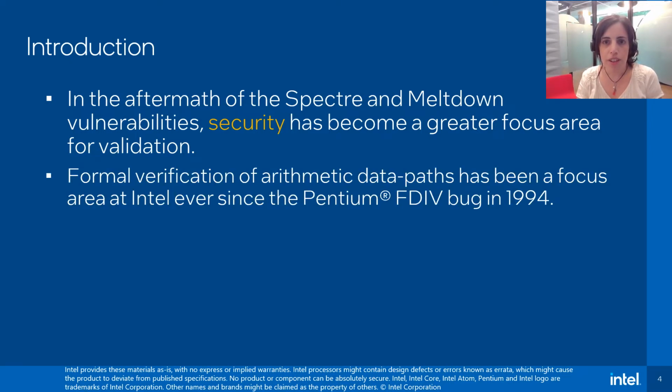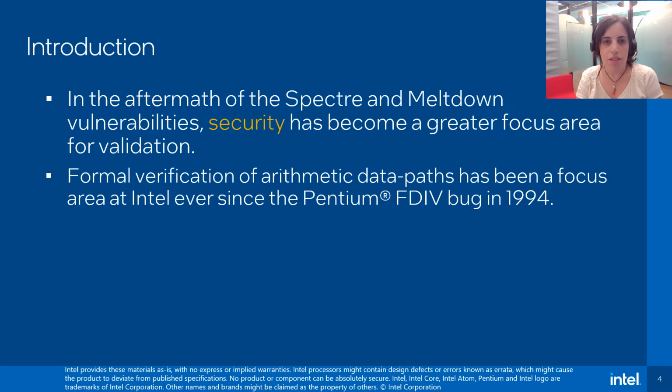Formal verification has been a focus area at Intel for many years. The infamous Pentium FDiv bug mentioned here showed the importance of covering the full data space to detect corner case bugs. A lot of effort has been invested over 2 decades to build a verification collateral that will cover arithmetic and logic data paths in formal verification.